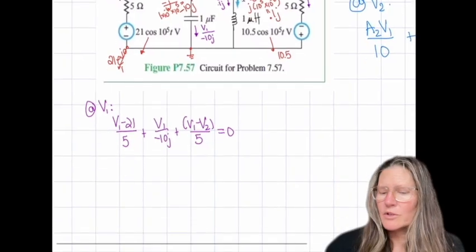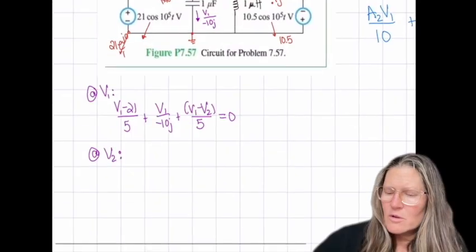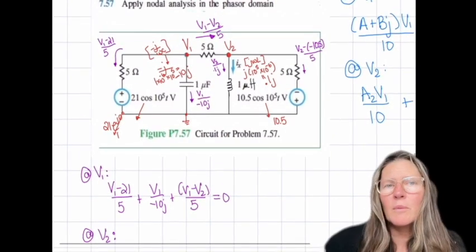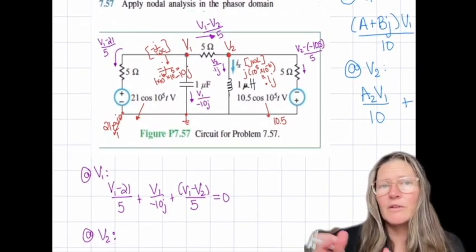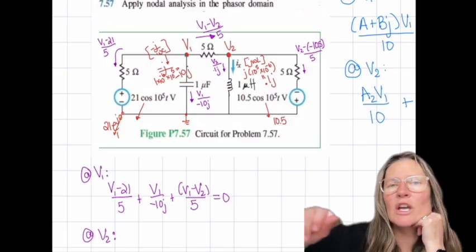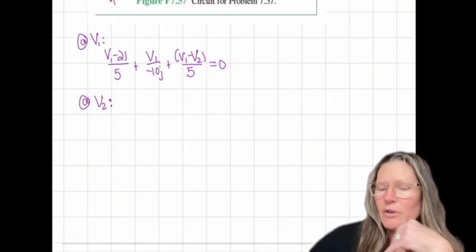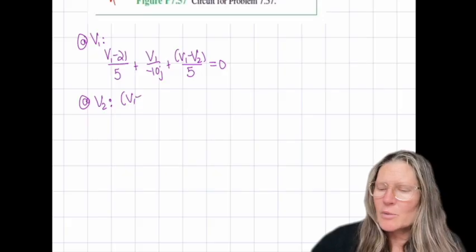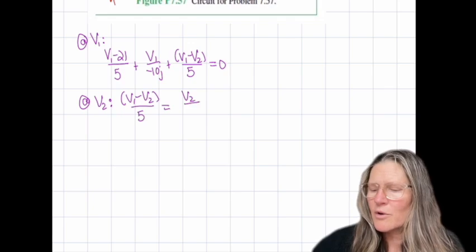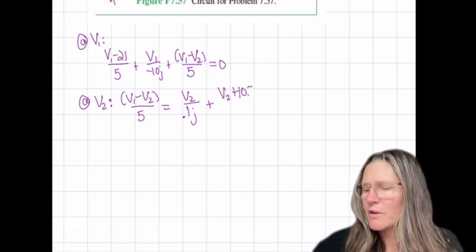So on node V2, you have the V1 minus V2 over 5 going into the node, and then going out is the V2 over 0.1j, and then the V2 plus 10.5 over 5. So this is going in, V1 minus V2 over 5, and that's equal to V2 over 0.1j, and then V2 plus 10.5 over 5.